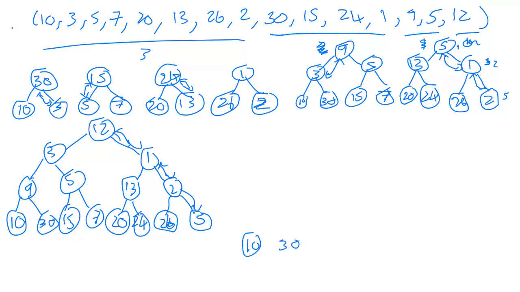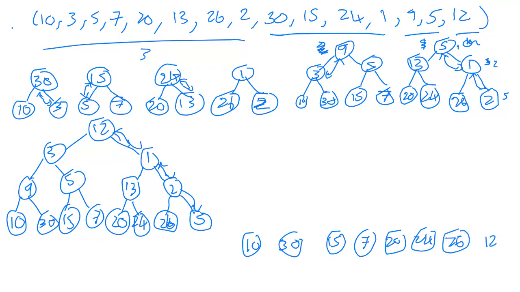I should have 10, 30, 15, 7, 20, 24, 26. I should end up with the 12 there. And then this remains 9 is the root there. Well, that's the parent. 5 is the parent there.